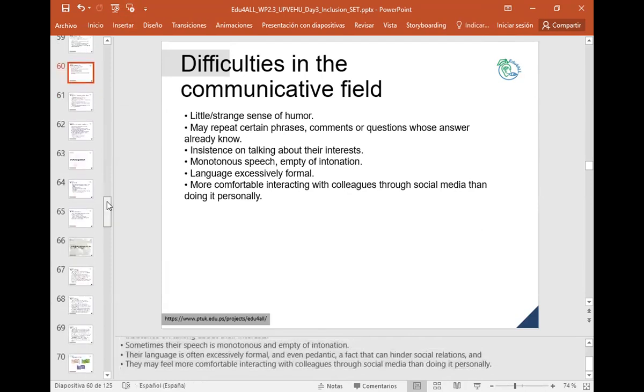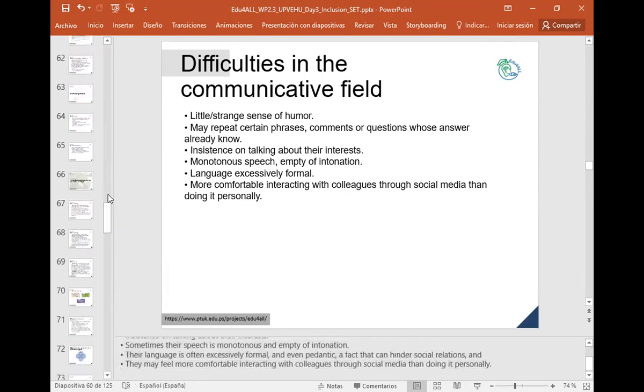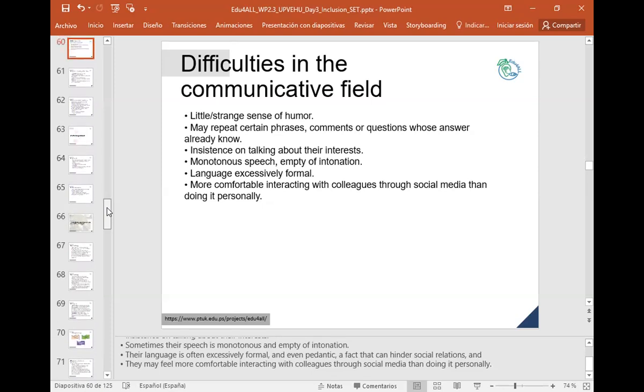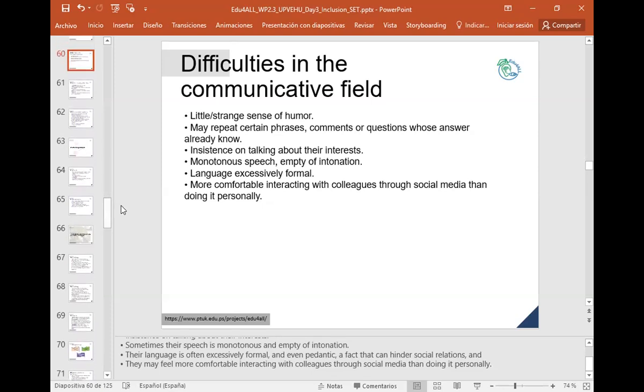They may repeat certain phrases, comments, or even questions whose answer they already know. Insistence on talking about their interests. Sometimes their speech is monotonous and empty of intonation. Their language is often excessively formal, and even pedantic, a fact that can hinder social relations, and they may feel more comfortable interacting with colleagues through social media than doing it personally.